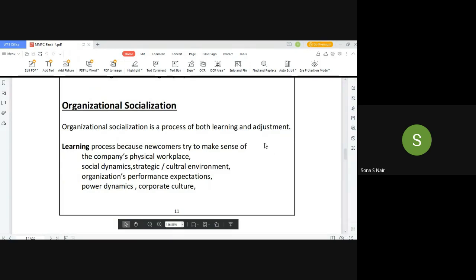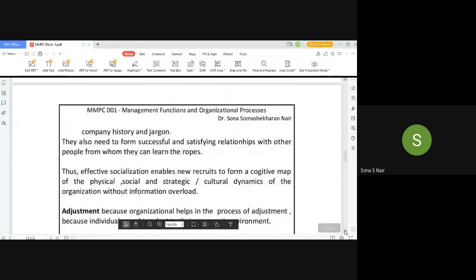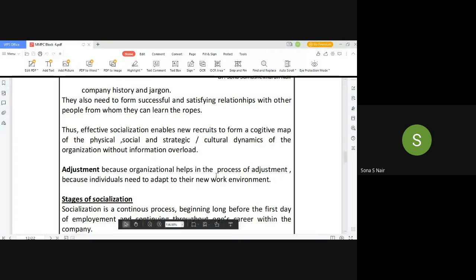Socialization is both a learning and an adjustment process. Learning process because in the organization, the newcomers learn the dynamics in the place, the environment of the place, the expectations of the organization, the team dynamics, the power dynamics, the corporate culture, they learn a lot of things in socialization. And they also learn to make adjustments because individuals need to adapt to this new work environment, right? So effective socialization actually helps individuals in the organization to adapt to the culture of the organization and be able to perform.